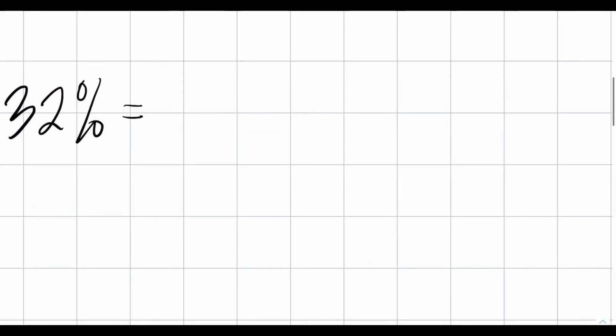Now let's look at question number 2. 32% as a fraction in simplest form. 32% is simply put 32 out of 100, 32 per 100. Now you could use continuous division to make it in simplest form. I could think of 2 because they're both even.